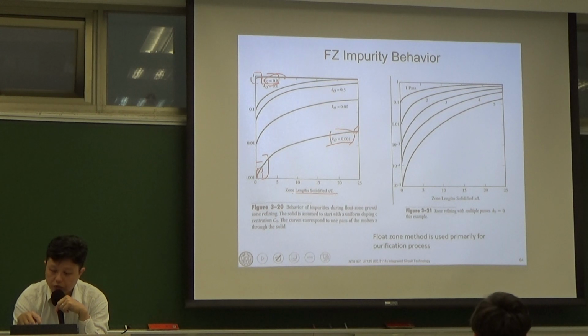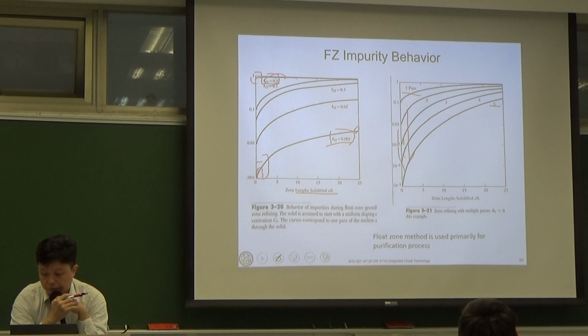But you can also do this several times. So, for example, on the right-hand side, you do this 1 time and do this 5 times. Okay, so in the beginning, you can see you can drop the impurity concentration a lot. And here, also, you can find out you can decrease the impurities. Right.